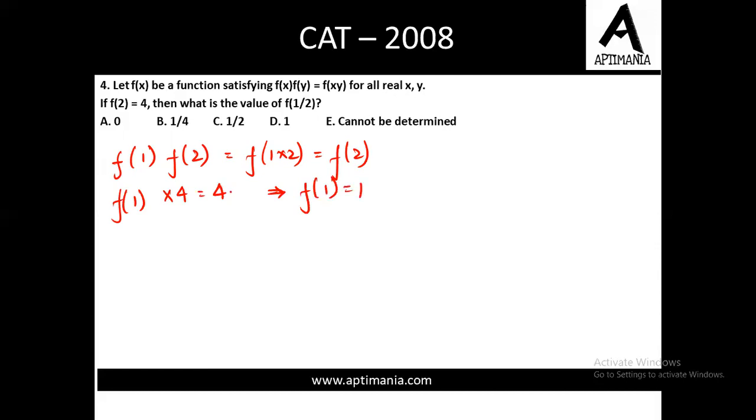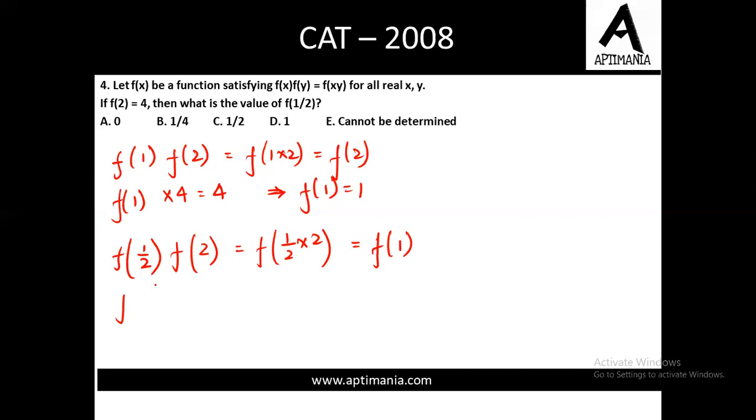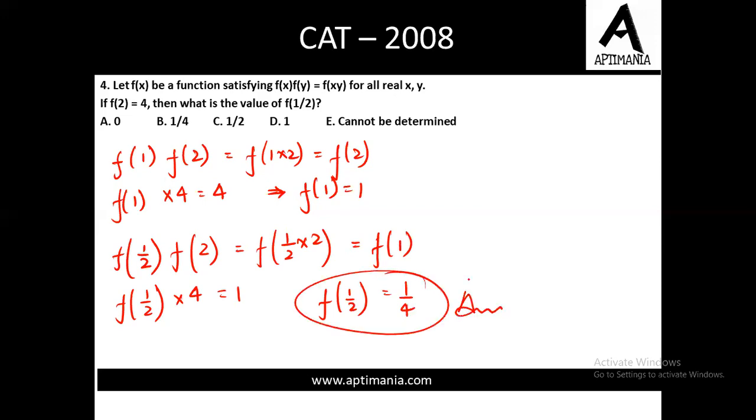Since we are supposed to calculate the value of f(1/2), we'll assume x as 1 by 2, and assuming y equal to 2, we'll have f(1/2) into f(2) equals f(1/2 into 2), which is equal to f(1). The value of f(1/2) is something that we need to determine. The value of f(2) we are already aware of, it's 4, and f(1) is 1. So on solving, we'll have f(1/2) equals 1 by 4. So for question number 4, the correct answer is option B, that is 1 by 4. Let's go ahead to the next question.